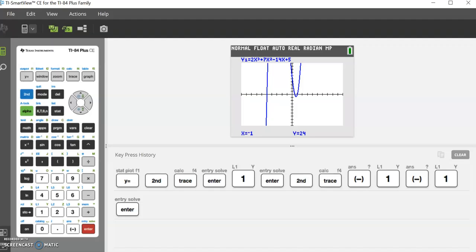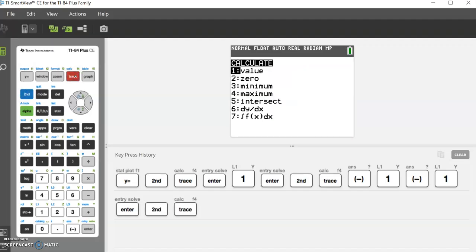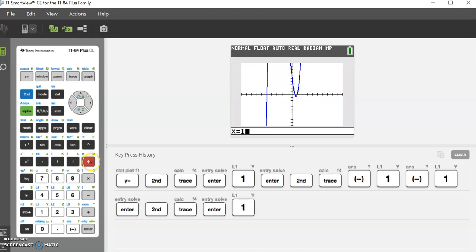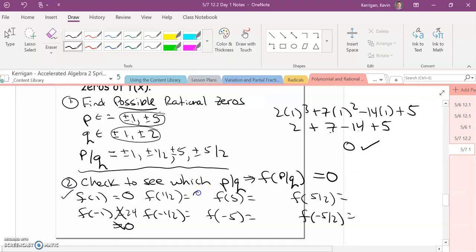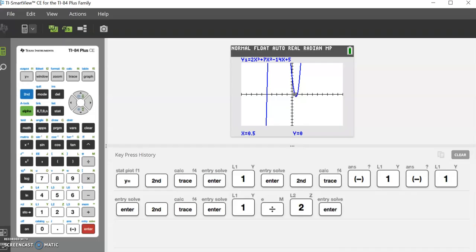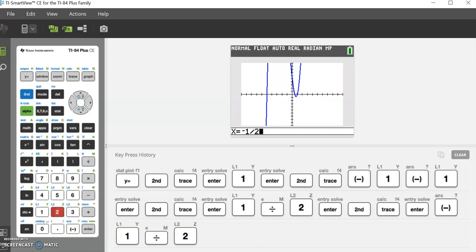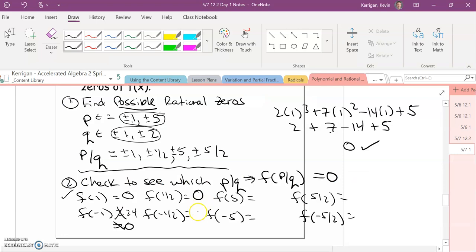Okay, now I'm going to do second calc. I want value of 1/2. Enter. Notice the y value is equal to 0. Awesome. So f of 1/2 equals 0. If I try f of the second calc value of -1/2, I get 13.5. Again, it doesn't matter to me what it is. I just know that it's not equal to 0.